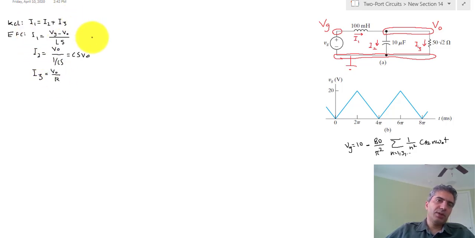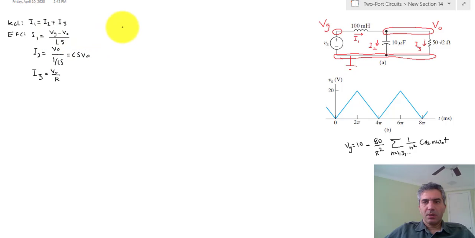Now if you take all these four equations and manipulate them so that you can get V out over VG, and keep in mind this is not complicated, you can use each one of these, put them back into the KCL equation, and then all you're left with is an equation that only includes VG and V out. So it's a one step process.